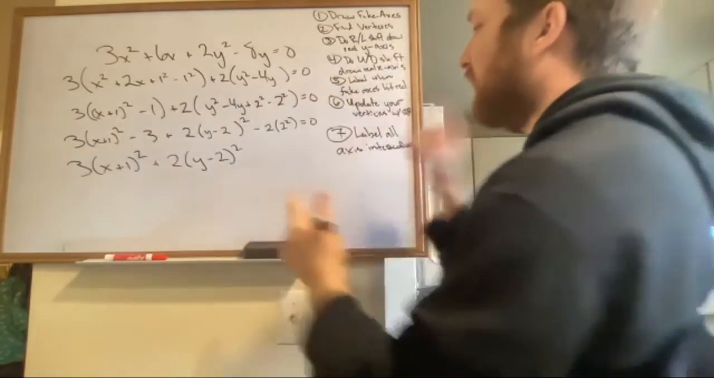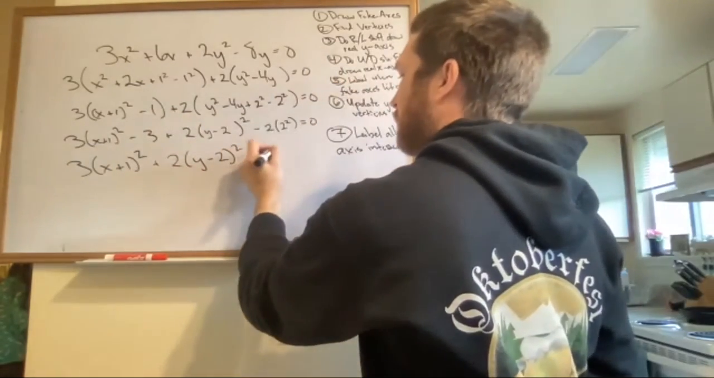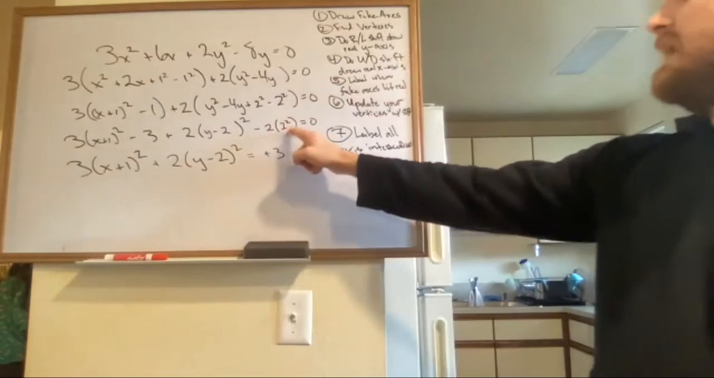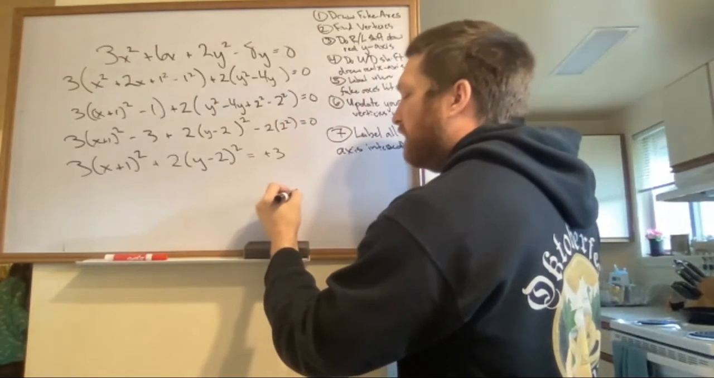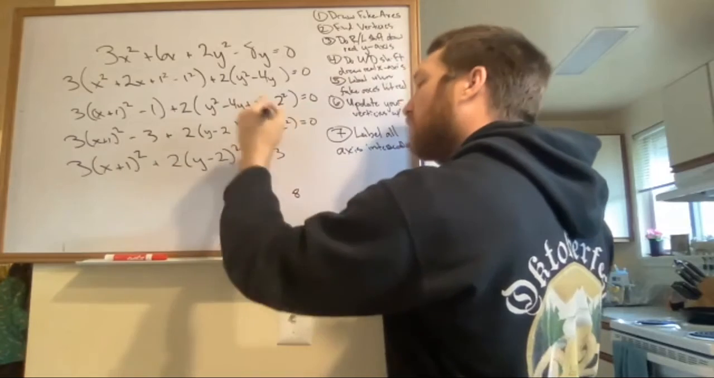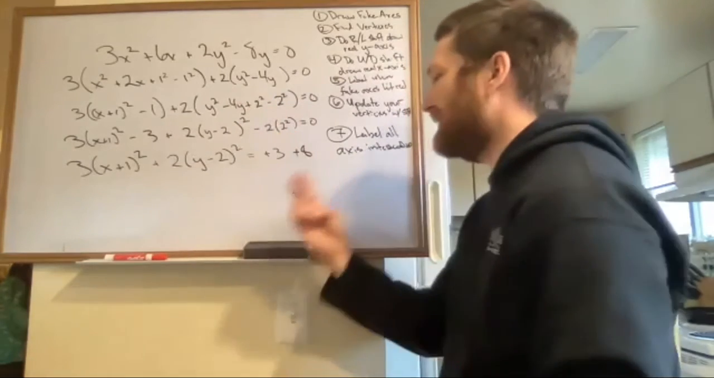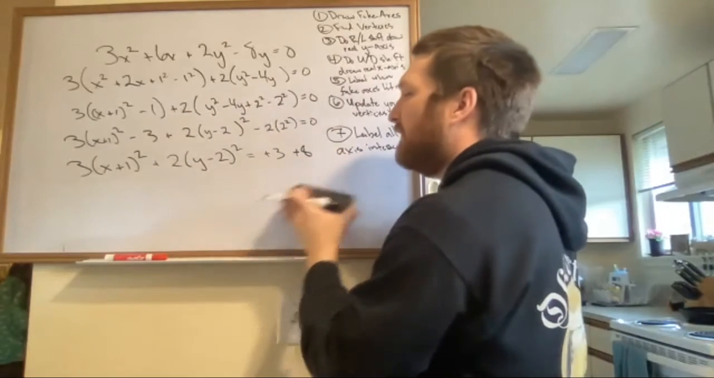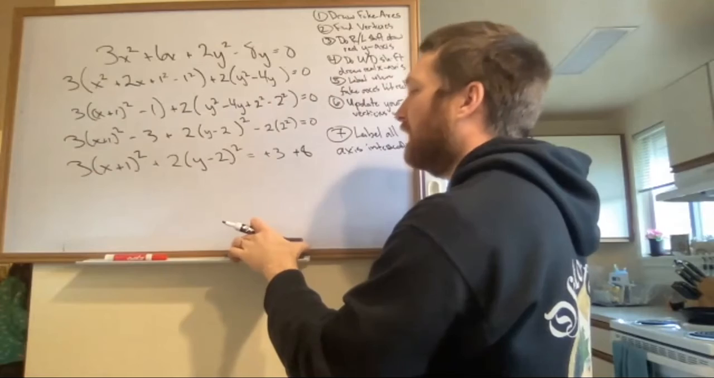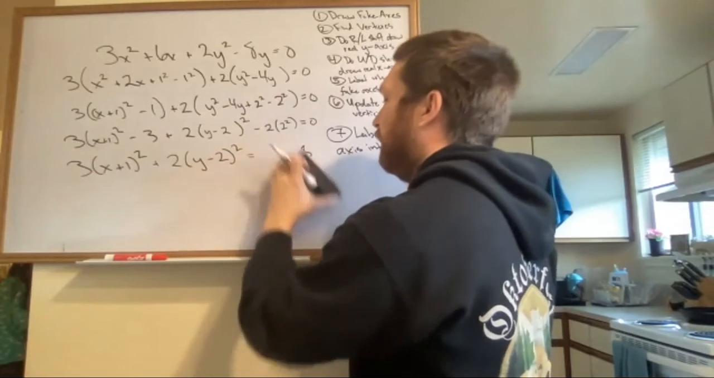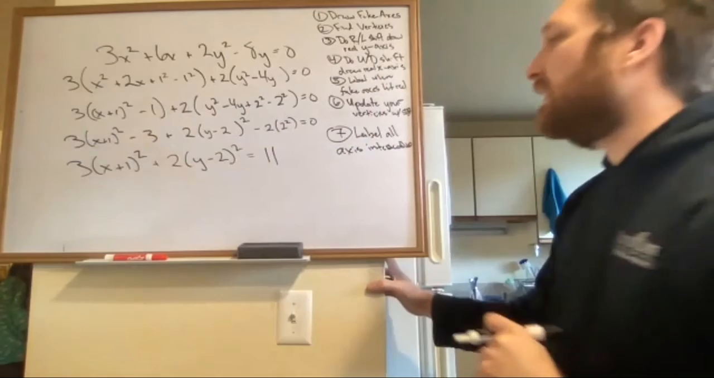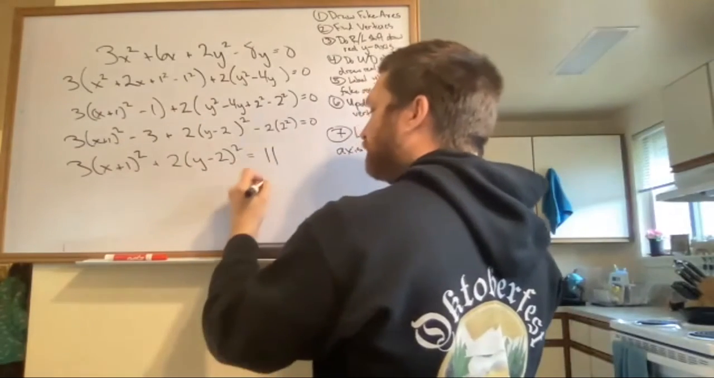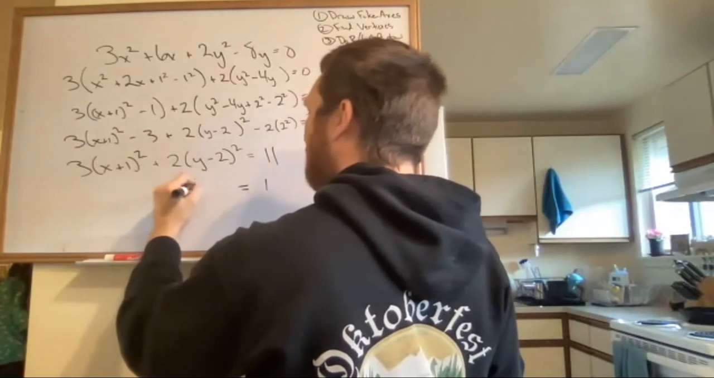I'm going to take all of the constants over here. We have a plus 3. 2 times 2 squared is 8, because we have a 4 times 2 is 8. And so plus 8: 8, 9, 10, 11. And we have, in this case over here, an 11. Almost done. We need to get that thing equal to 1, so I divide everybody by 11.